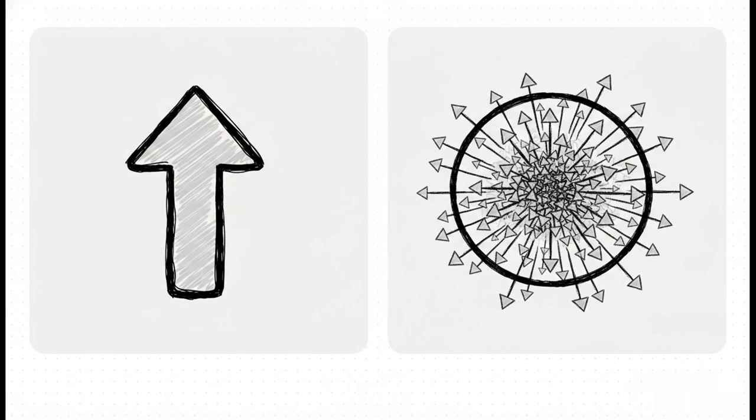Think about the spin of an electron. A classical bit is either distinctly spin up, which is a 1, or spin down, which is a 0. But a qubit in superposition isn't just a strict 1 or 0, it exists as a complex probability vector. It points both up and down simultaneously, right until the exact moment we measure it.